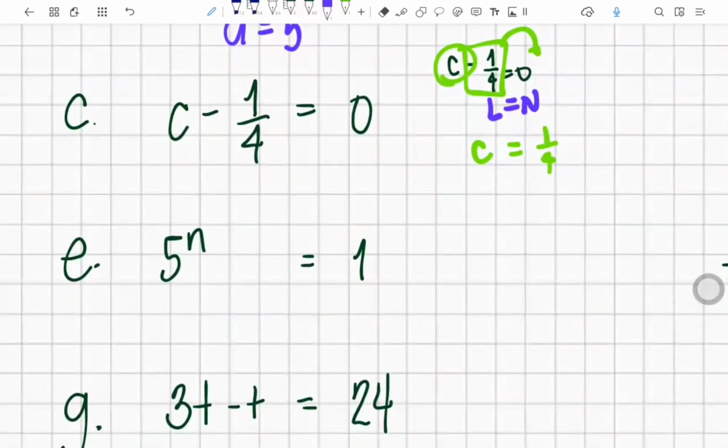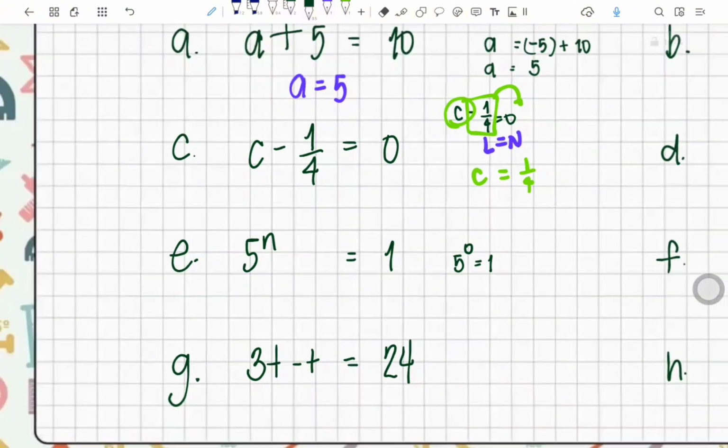Okay, proceeding to letter E. In letter E, this is easy if you know the rules of exponent, and that is 5 power to 0 is equal to 1. Because any number that is power to 0 will always be equal to 1.